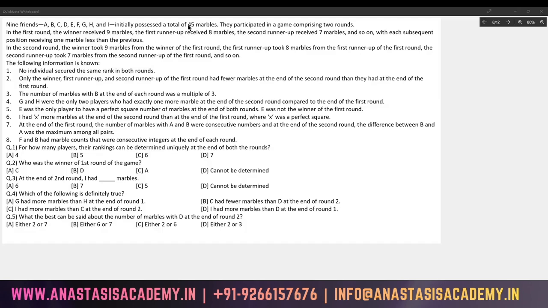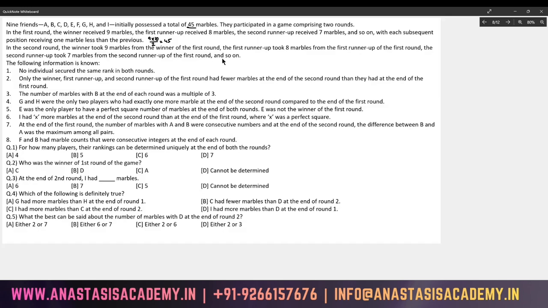Okay, so 45 marbles. And the sum of the first 9 natural numbers is 9 into 10 by 2, which is 45. So it makes sense. First person gets 9, second person gets 8, third person gets 7, and so on. In the second round, the winner took 9 marbles from the winner of the first round. The first runner-up took 8 marbles from the first runner-up of the first round. The second runner-up took 7 marbles from the second runner-up of the first round, and so on.